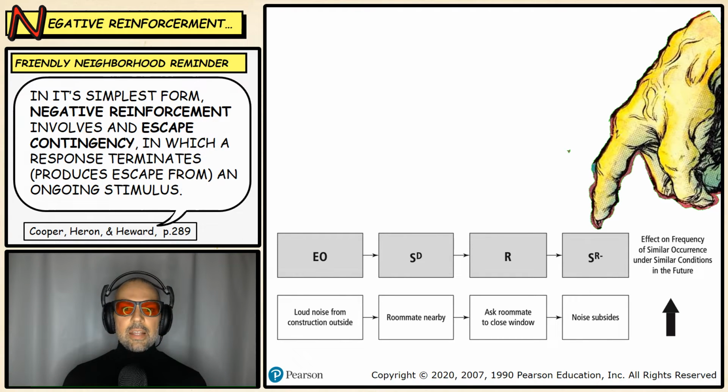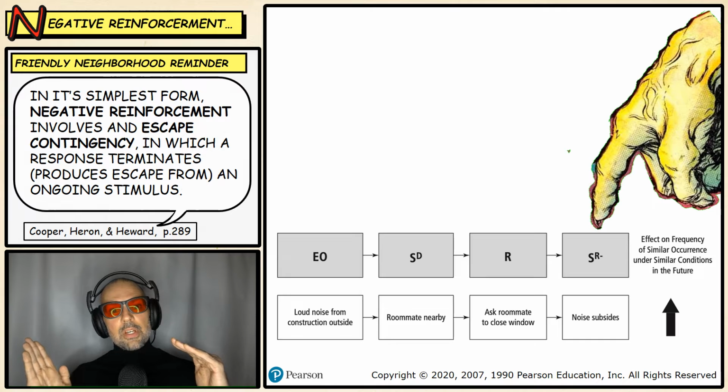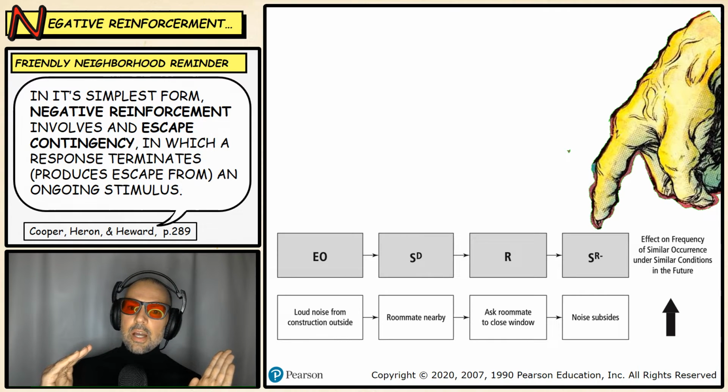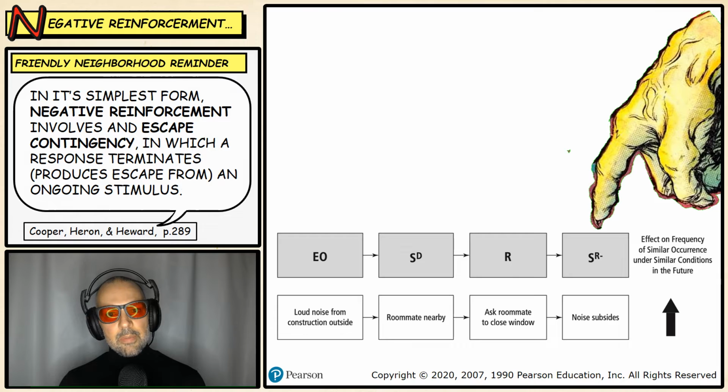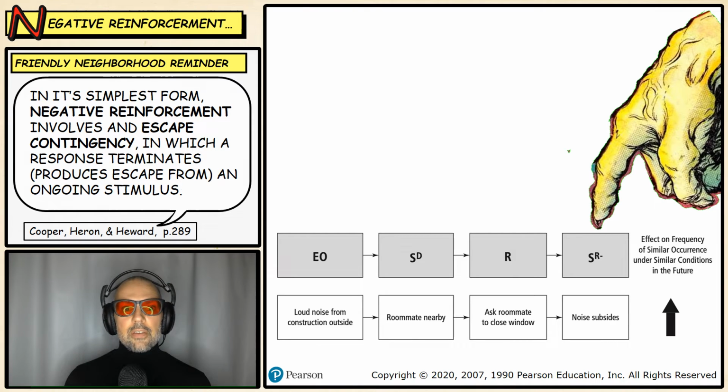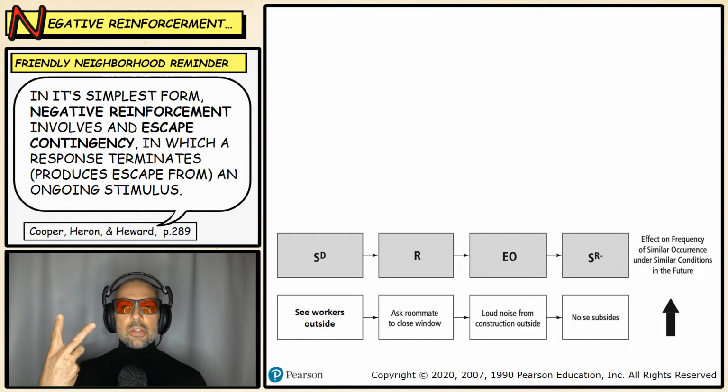So again, the easiest way to understand this is that you are in the establishing operation, and then you escape from the establishing operation. So you've experienced the establishing operation, but then you escape from it, hence negative reinforcement escape contingency. So the other type of contingency is the avoidance contingency. There are actually 2 types of avoidance contingencies, and the key here is that you never actually experience the establishing operation in avoidance contingencies.